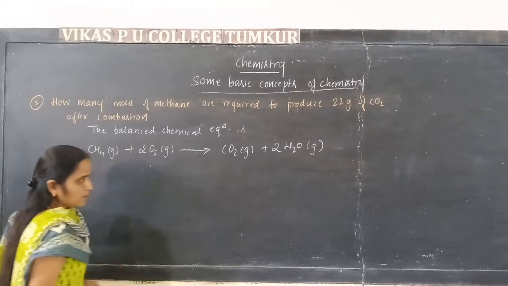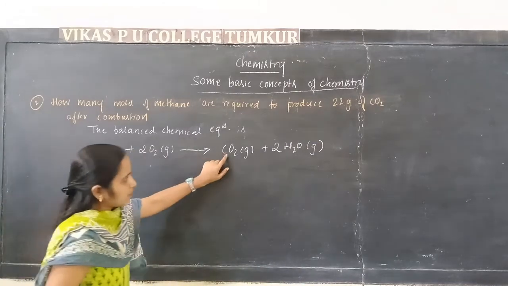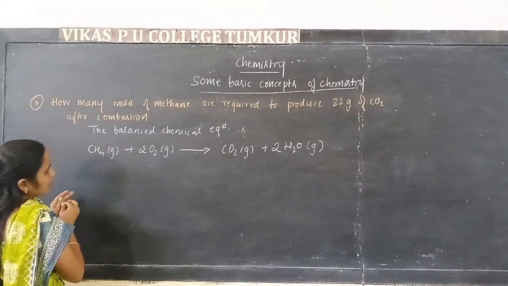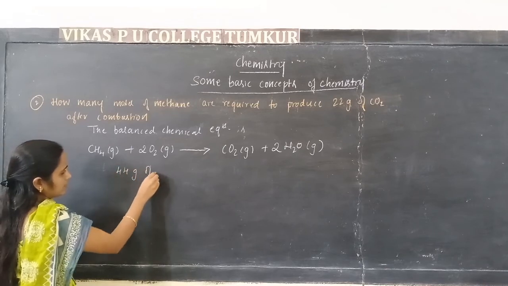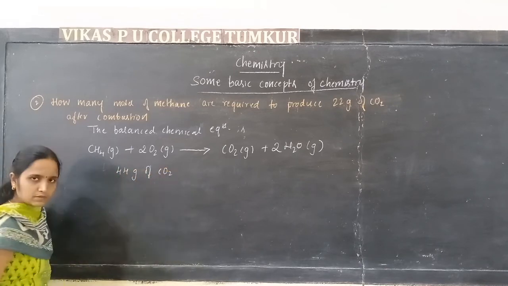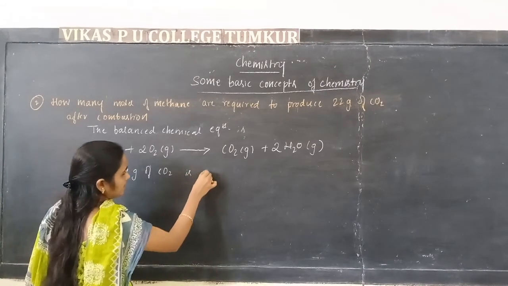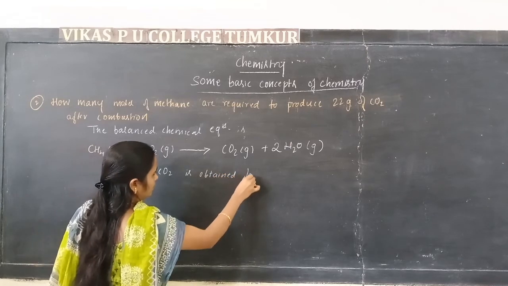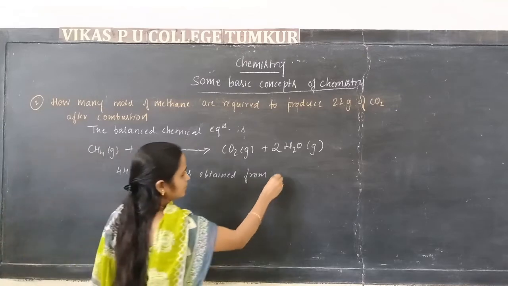We already know that 44 gram of CO2 is obtained from 16 gram of CH4.